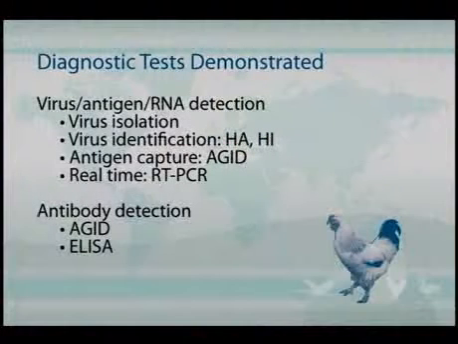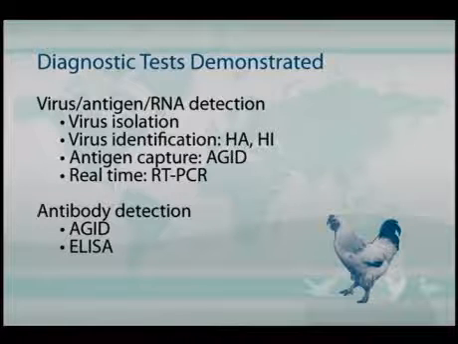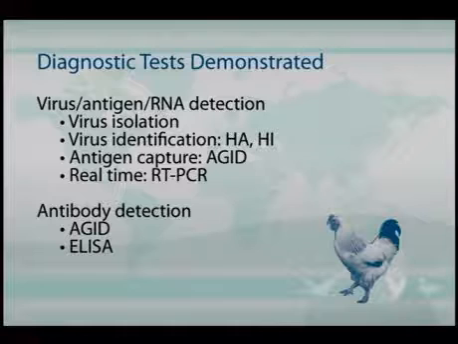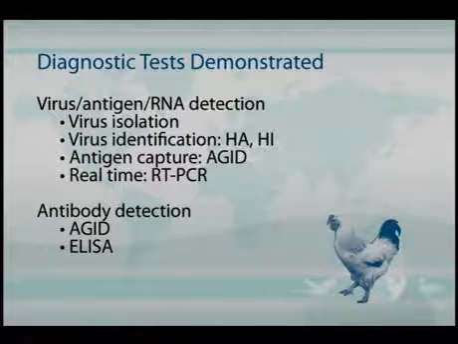Now, just a quick overview of what we will be doing this week in terms of the laboratory. We've got it broken down into two groups or two types of activities. One will involve the virus detection or antigen or RNA detection, and for that we'll have an overview of virus isolation. We will actually give you 7 unknown samples for which you will try to identify what those unknown samples are, and we will be using HA and HI for that. We'll be using antigen capture as well as AGID, and we'll be using real-time RT-PCR.